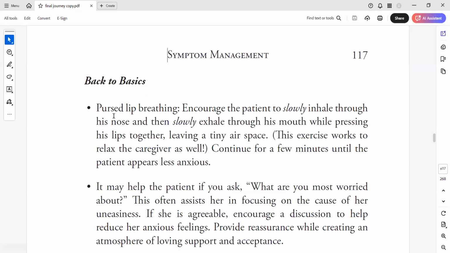Back to basics. Pursed lip breathing. Encourage the patient to slowly inhale through his nose and then slowly exhale through his mouth while pressing his lips together, leaving a tiny airspace. This exercise works to relax the caregiver as well. Continue for a few minutes until the patient appears less anxious. It may help the patient if you ask, "What are you most worried about?" This often assists her in focusing on the cause of her uneasiness. If she is agreeable, encourage a discussion to help reduce her anxious feelings. Provide reassurance while creating an atmosphere of loving support and acceptance.